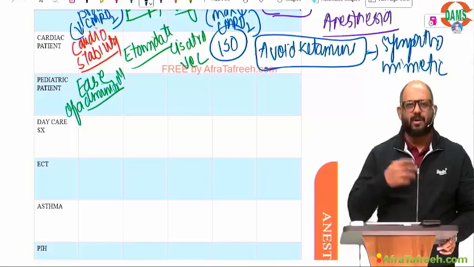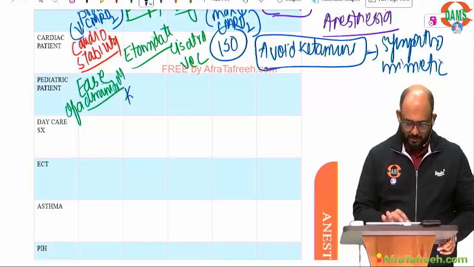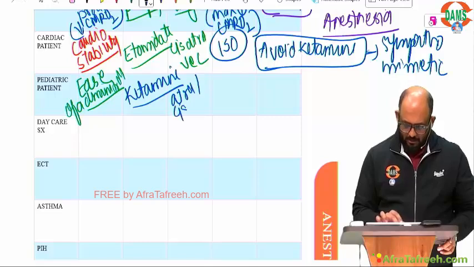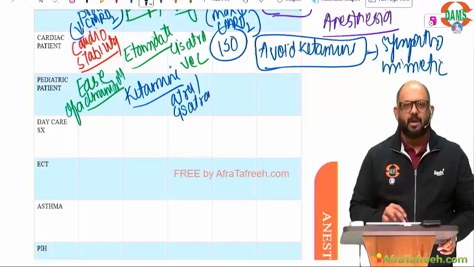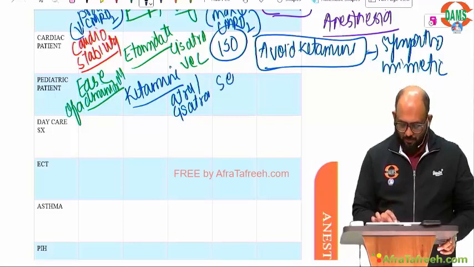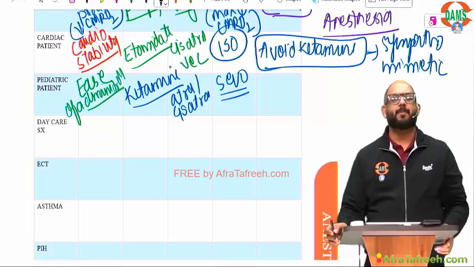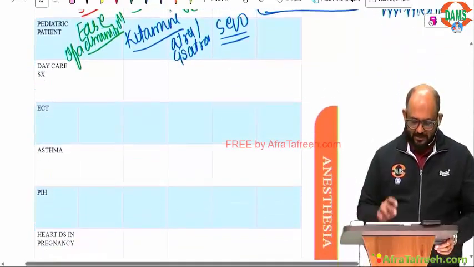So you don't want a painful drug. So induction, ketamine. Muscle relaxant, always prefer atra or cis-atra. Inhalational agent, CO. Idea is painless delivery.